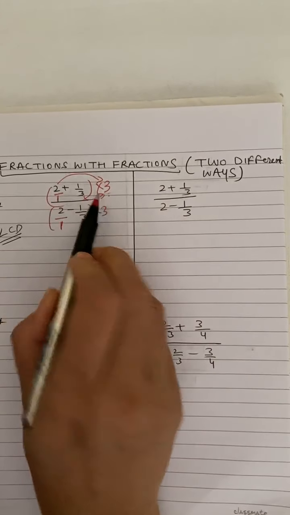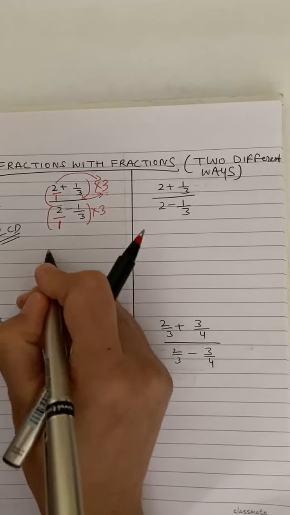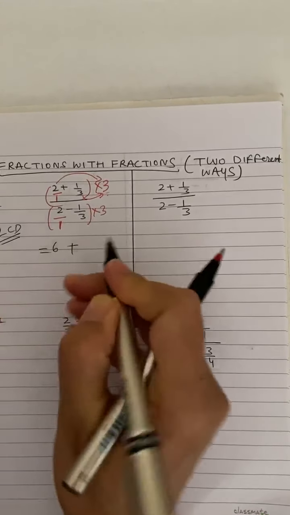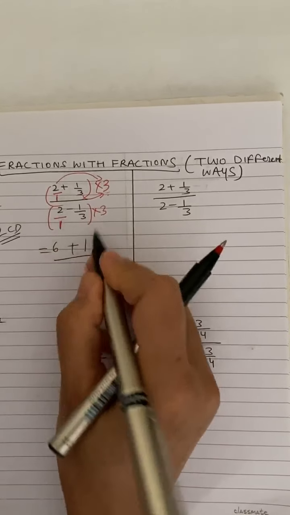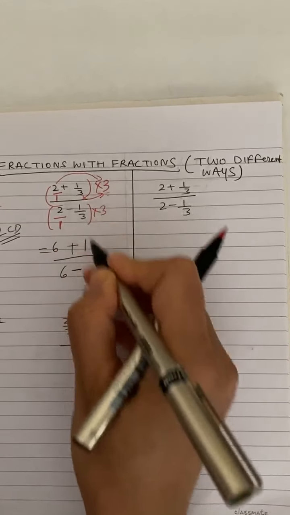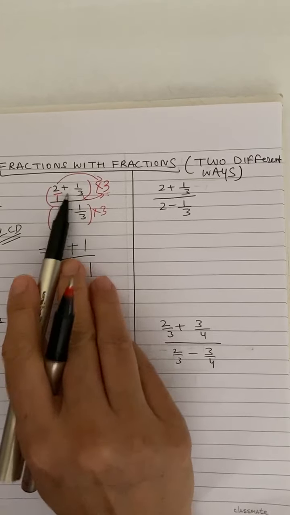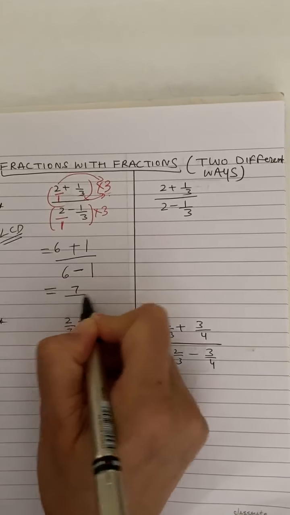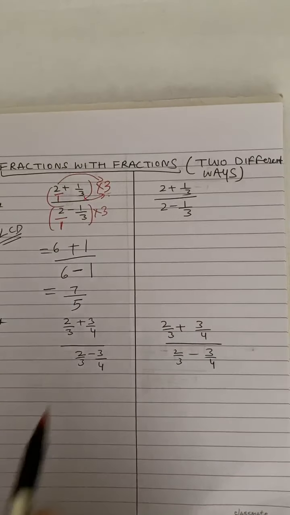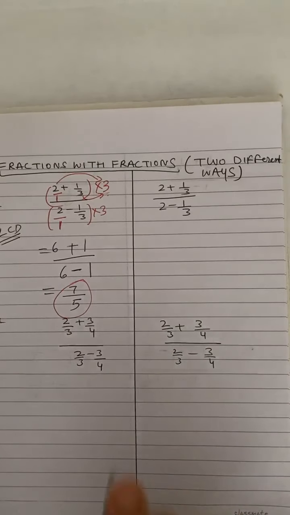So 2 multiplied by 3 gives me 6. So 6 plus 1/3 of 3 is 1, and then divide by 2 times 3 is 6, minus the same thing; in the numerator you have plus, in the denominator you have minus. So you got 7 divided by 5. So that is your final answer, using the least common divisor.